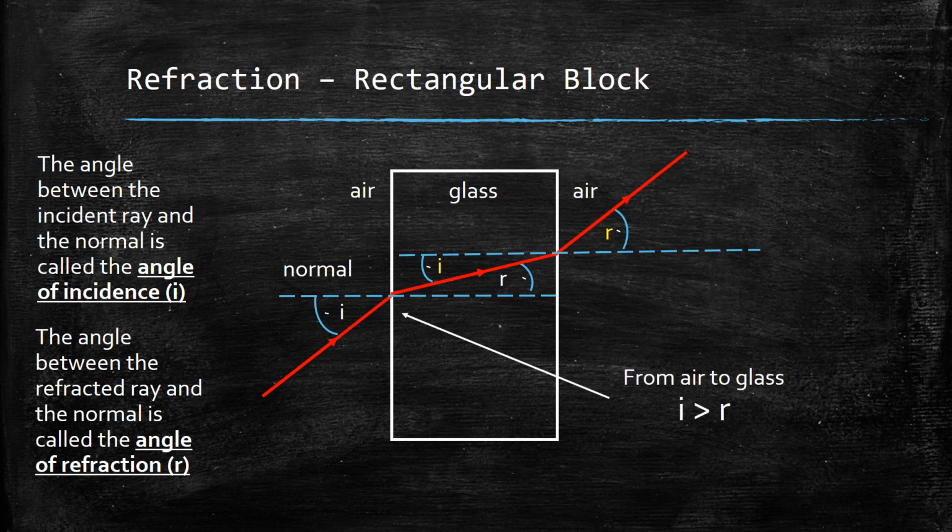We can note that when moving from the less dense air to the more dense glass, the angle of refraction is less than the angle of incidence. So light refracts towards the normal when going from a less dense to a more dense medium. However, when the light is moving between glass, a more dense material, to air, a less dense material, we see that the angle of incidence is less than the angle of refraction. And so light refracts away from the normal when going from a more dense material to a less dense material.